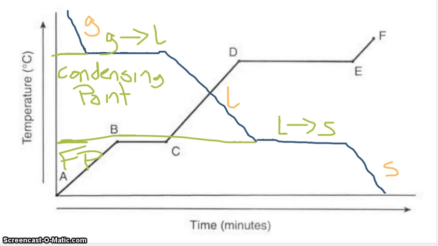You need to pay attention to how many states of matter are present in each segment and what is happening to the temperature. Bring questions to class. Good luck.